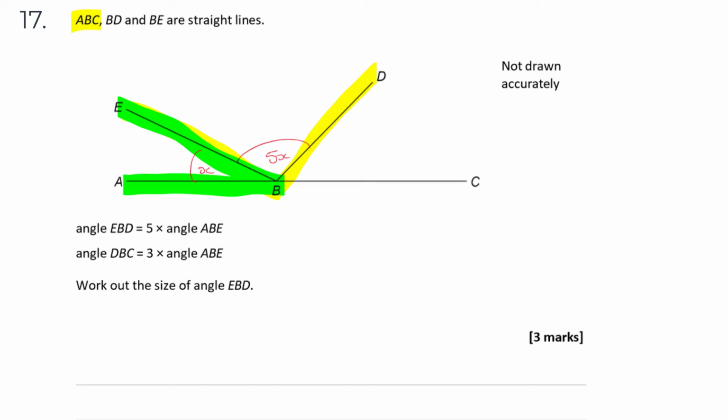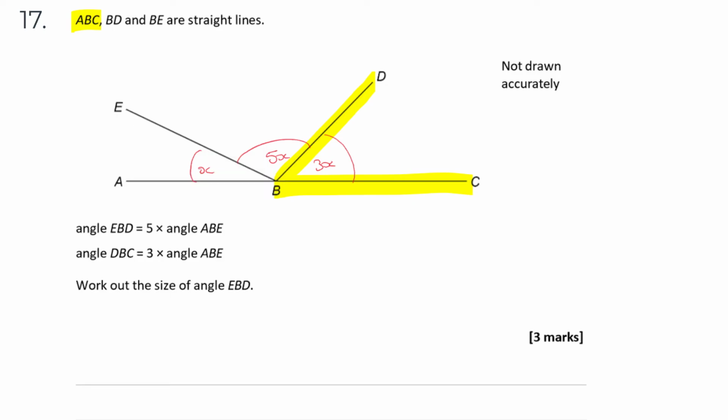Then I've got angle DBC. This angle here is 3 times as big as ABE, so this one is going to be 3 lots of X. Hopefully that makes sense. Then I've got 3 angles sitting on a straight line, so I know they're going to add up to 180 degrees. So X, 5X and 3X add together to give me 180 degrees. 5X, 3X and X adds up to 9X, doesn't it? So 9X is 180.